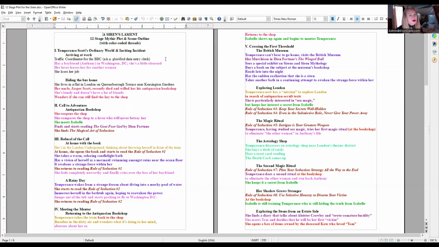And also, her father died. I mean, her uncle died, and left her his occult bookshop in London. So she has a whole new beginning. Okay. But still, that was her ordinary world, but it wasn't boring.